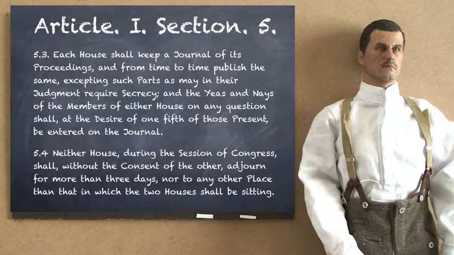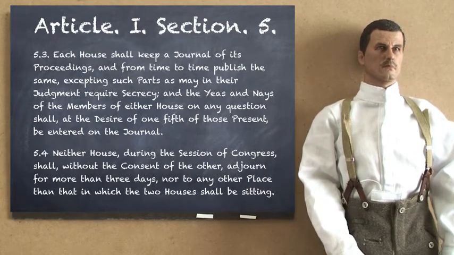And continuing on, it says, and the yeas and nays of the members of each House on any question shall, at the desire of one-fifth of those present, be entered on the journal. So there you go. If only one-fifth of the people want the vote recorded as to who voted which way, it'll be entered onto the journal. And this is a good thing because, if you have a representative for your state, most of the citizens would like to know how he is voting on various bills and issues to make sure he's doing what they want him to do. Otherwise, at the next election, they can vote him out of office.